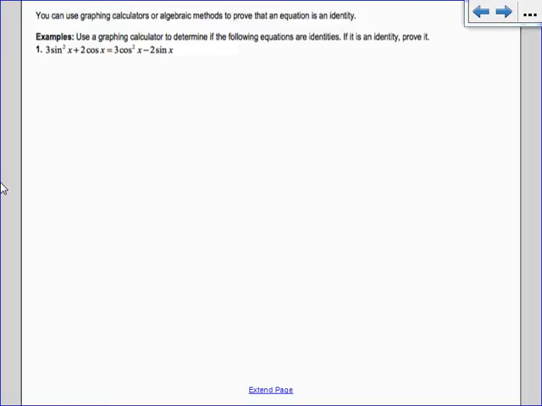All right, so it says you can use graphing calculators or algebraic methods to prove that an equation is an identity. So it says use a graphing calculator to determine if the following equations are identities. If it is an identity, then prove it. Okay, so I already put these into my calculator. I could use my little Wabbit thing online, but it takes me forever to type it in.